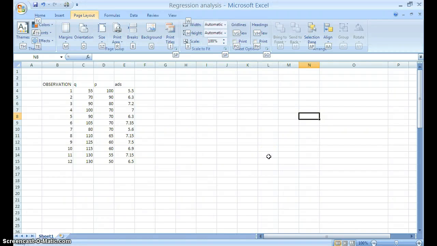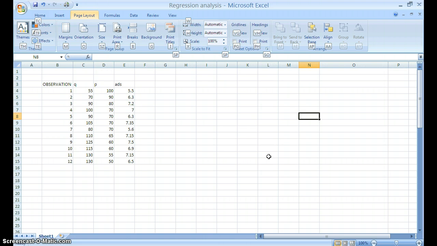I want to demonstrate the regression analysis that was discussed in your text. In the example from the book, they have quantities that they've found, the price that they were charging at the time, and what the advertising was at the time. And they've got all that data, and now there are 12 data points for each one of those.